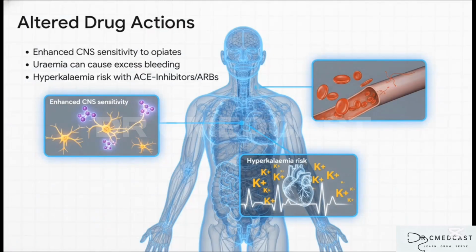And here's another key point. It's not just about the drug hanging around for too long. The body itself is different in a uremic state. It responds differently. The brain becomes much more sensitive to things like opiates. The uremia messes with platelets, so the risk of bleeding goes way up. And potassium, oh man, potassium is a big one. The kidneys can't excrete it well, so drugs like ACE inhibitors become much more likely to cause life-threateningly high potassium levels.